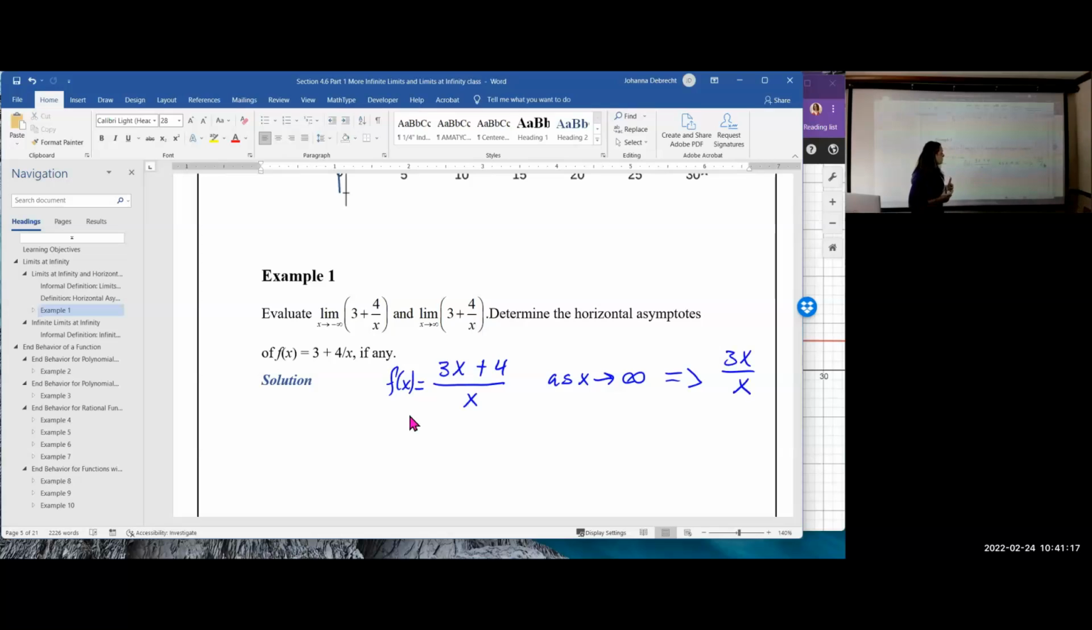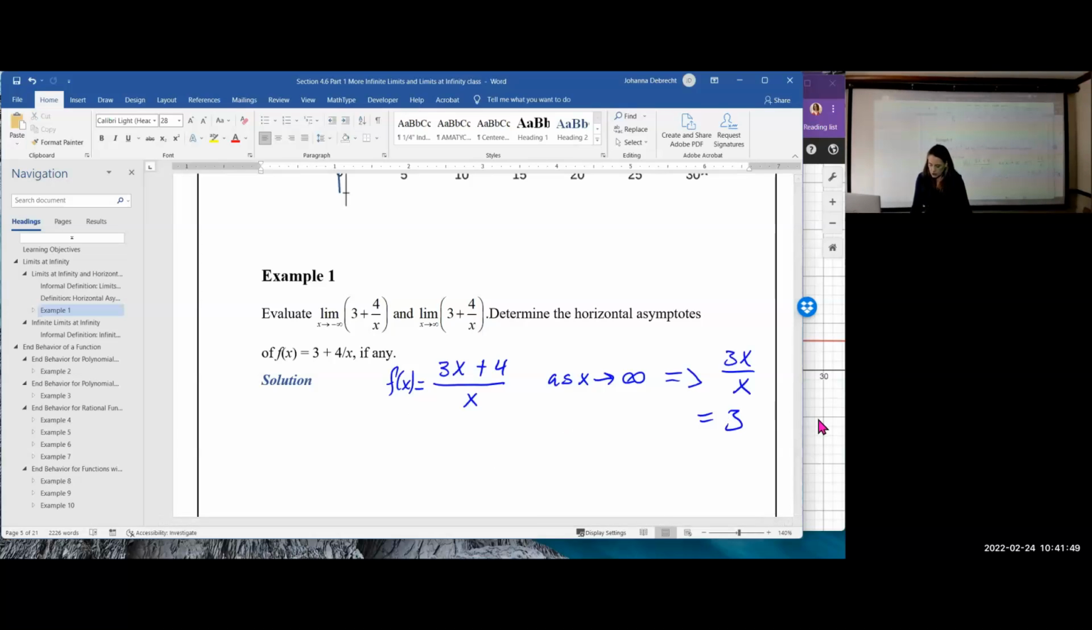Because as you get to infinity, let's say you're at 1 billion, then you have 3 billion plus 4. What difference does plus 4 make? It might as well be 3 billion. So you have 3 billion divided by a billion, which is practically 3. So this becomes the horizontal asymptote of 3. So what we're doing is taking the highest degree term in the numerator and dividing by the highest degree term in the denominator, and noting that it reduces to 3.